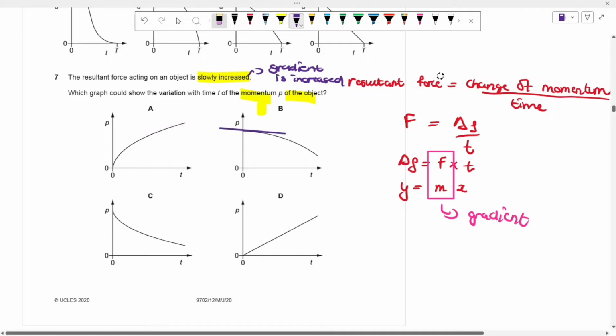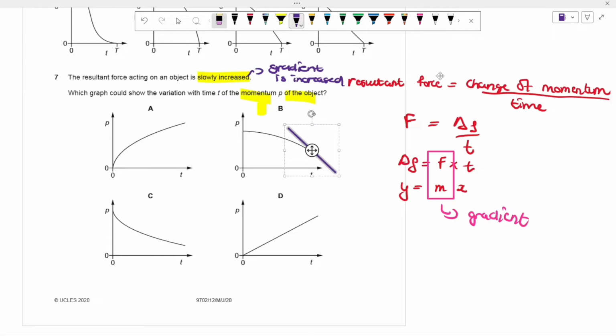If you look at B, our gradient is starting off like this. A very, very less steep gradient, almost zero. But at the end, we're going to end up with a gradient like this. Very steep, right? So it means that it's a higher gradient. So the resultant force, which is the gradient, is actually increased. So B is the correct answer.